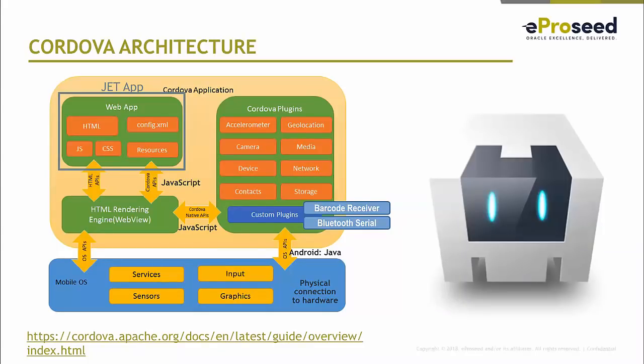So if we just look very briefly at the Cordova architecture, all it does is go between the different layers. It gives you support from JavaScript in your web application through to the native APIs on the device. So that makes it cross-platform.